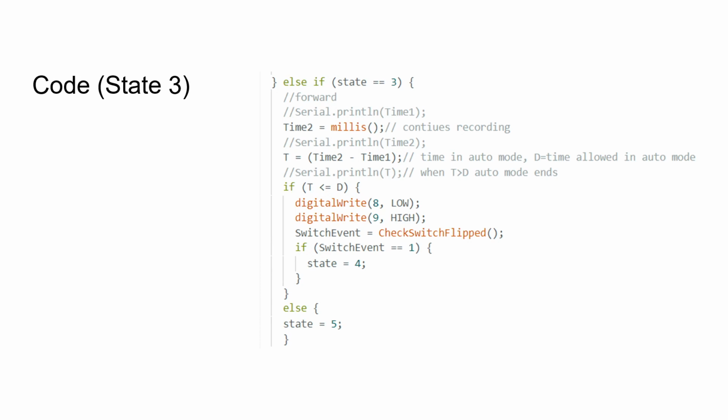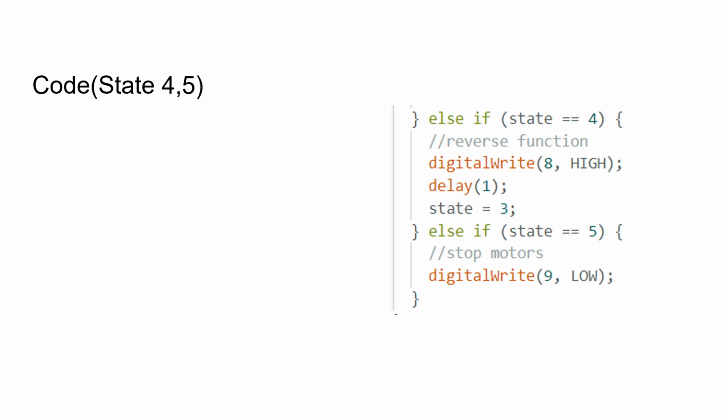When the timer is at a lesser value than D, this is when it can detect if there's a collision or not, and it also turns on the autonomous mode LED. If it detects a collision, it goes to state 4, and when the timer runs out, it moves to state 5. And here are states 4 and 5.